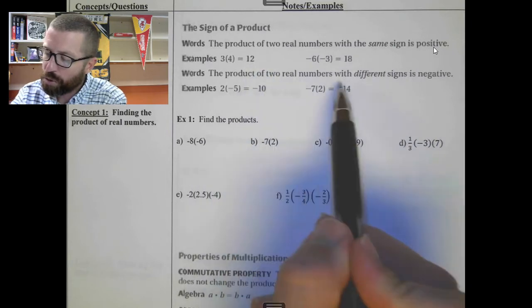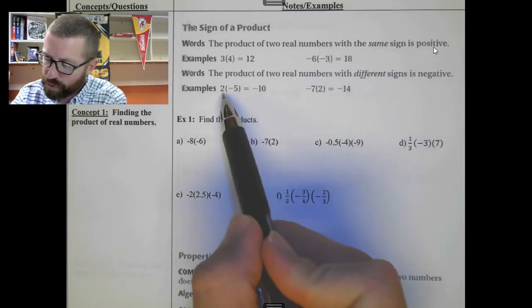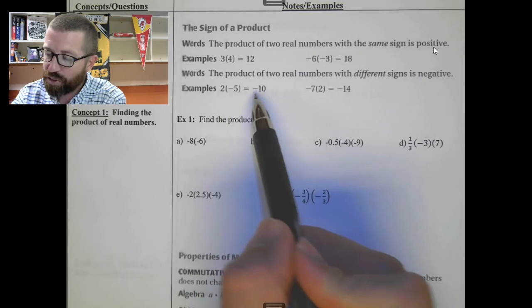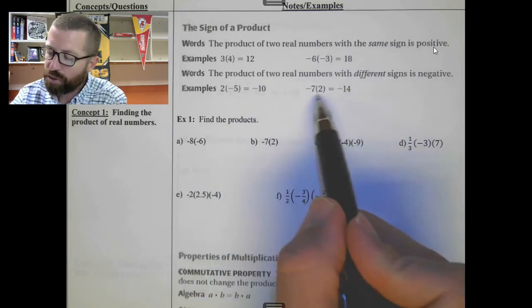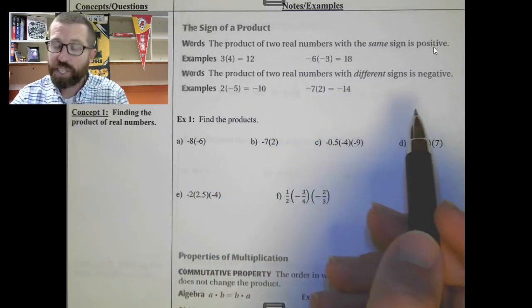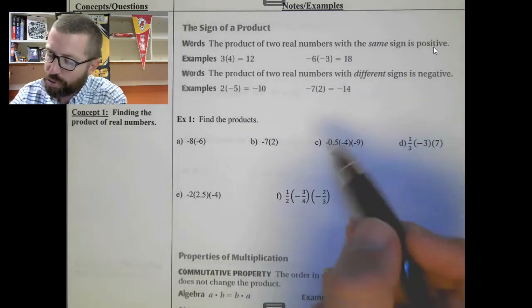The product of two real numbers with different signs is negative. So 2 times negative 5 is negative 10. And then negative 7 times 2 would be negative 14. Okay, so find the product.